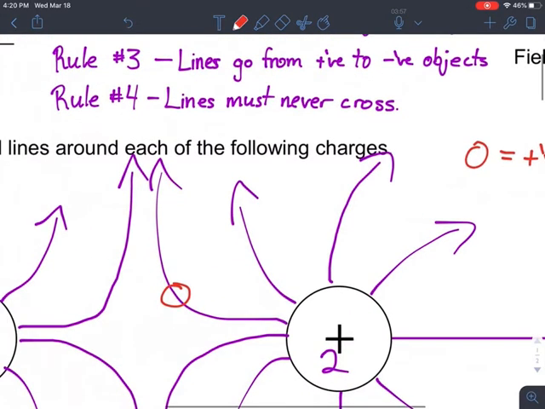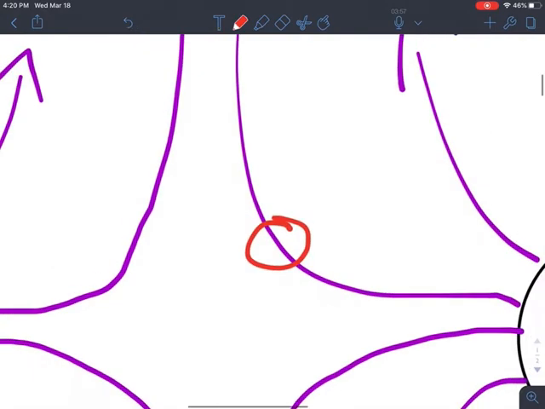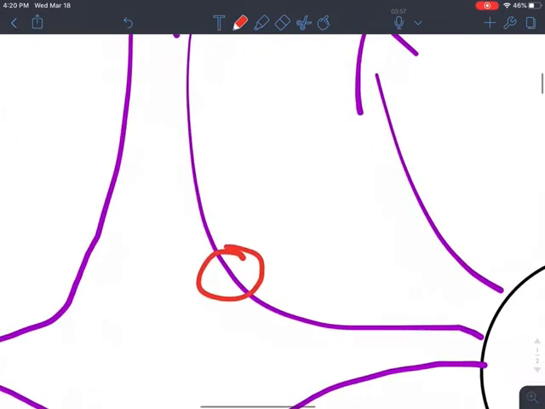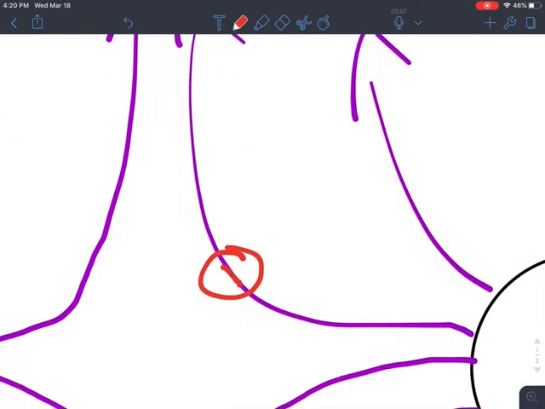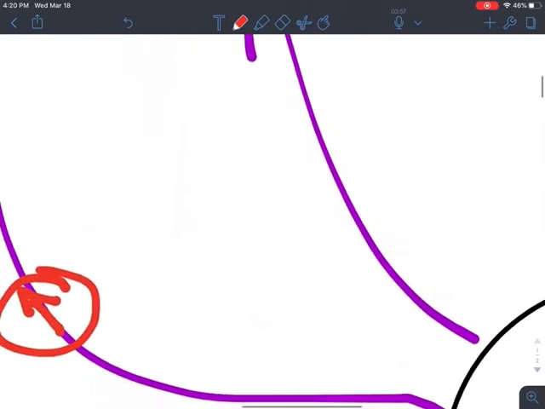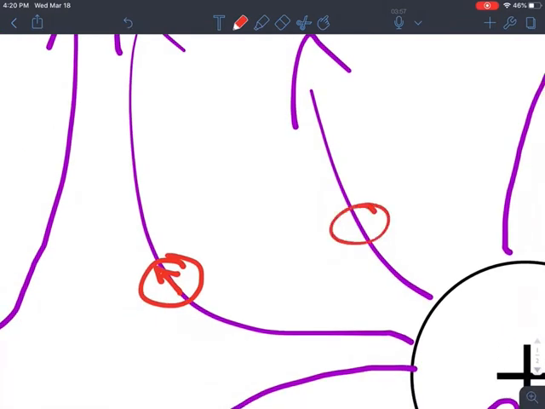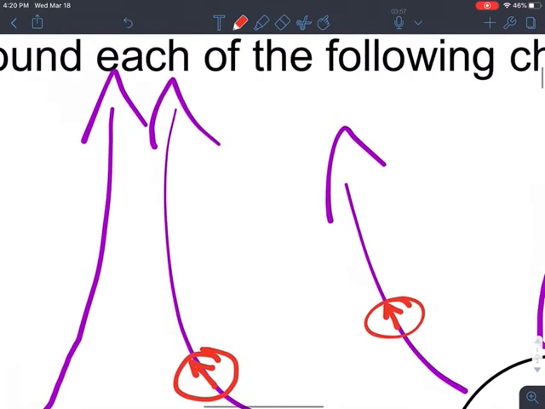What direction would it feel a force? Well, what direction is the line going? The line is going that way at that moment. And so that is the direction that a positive charge will feel a force. And so if we put a positive charge right there, it would be directly in line with the line. If we put a positive charge right here, it would feel a force there.